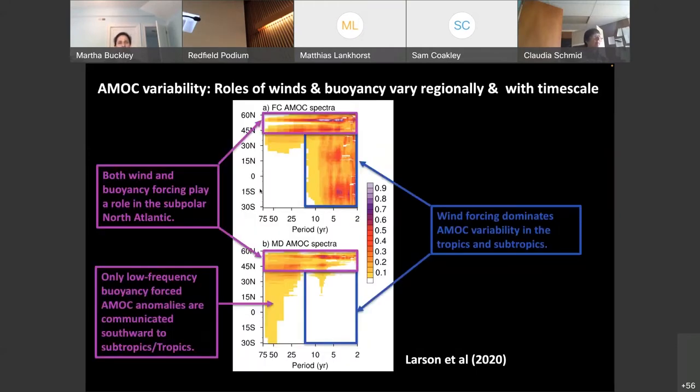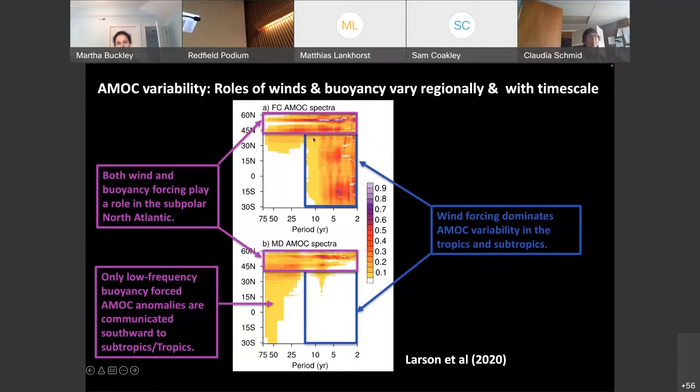Now, finally, I would like to point out that the characteristics of AMOC variability and the relative roles of wind and buoyancy forcing vary both regionally and with timescale. Okay, so first let's look in the subtropics. These are the contour spectra of the AMOC strength as a function of period or frequency on the x-axis and latitude on the y-axis.